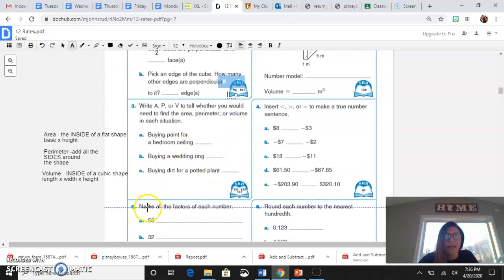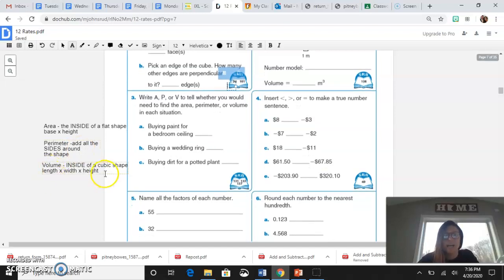For number 3, write A, P, or V to tell whether you'd need to find the area, perimeter, or the volume in each situation. So I will not do these for you, but over here, I put a little note. Remember, the area is the inside of a flat shape. So the base times the height and that inside of it. Perimeter is you're adding up the sides around the shape. Remember, it's nothing inside of it. It's just those sides on the outside.